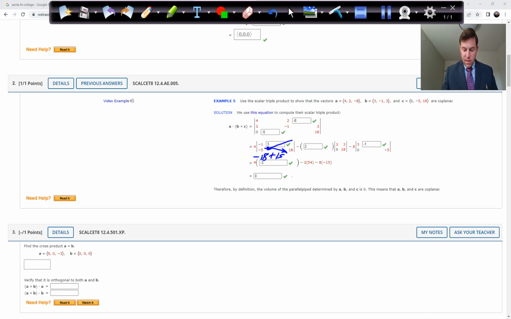Then they have the minus 2 right here. And then this 54 came from 3 times 18 minus 3 times 0, which is 0. So that's where that 54 came from. This minus 8 came from right there. And then this minus 15 came from 3 times minus 5, and then minus 1 times 0. So 3 times minus 5 shows up right there.